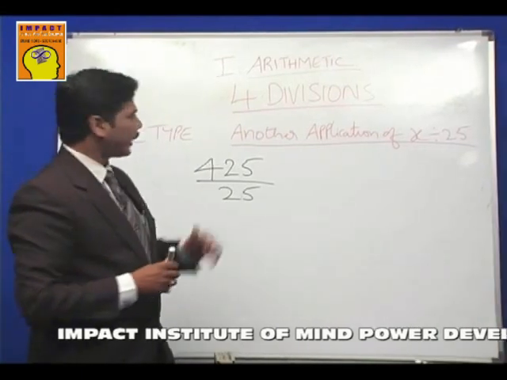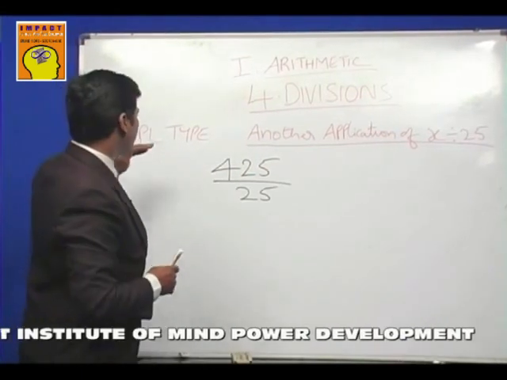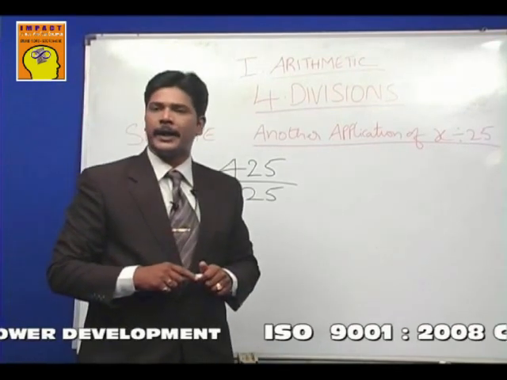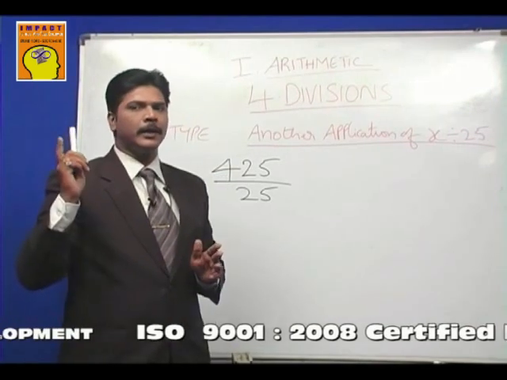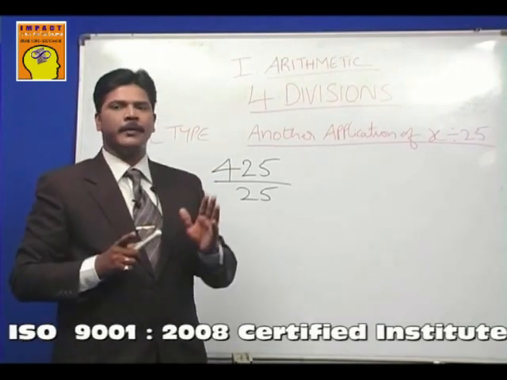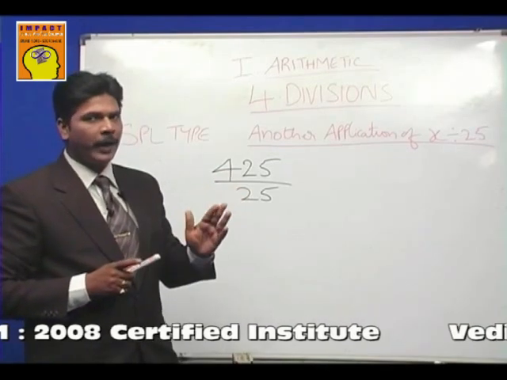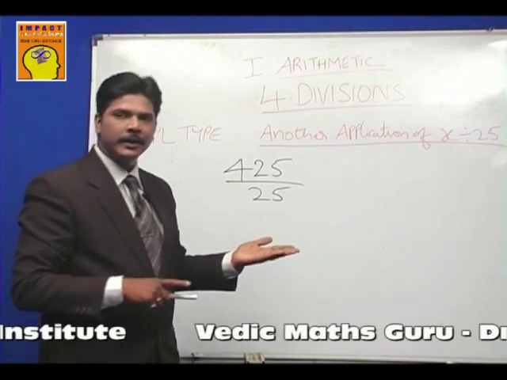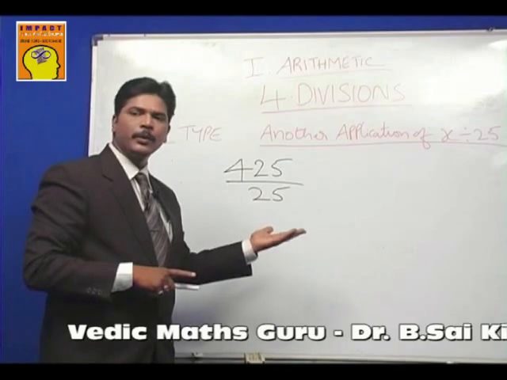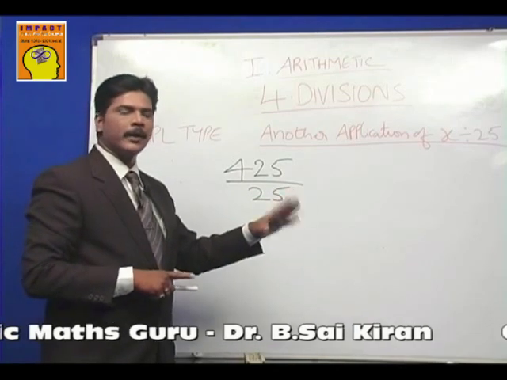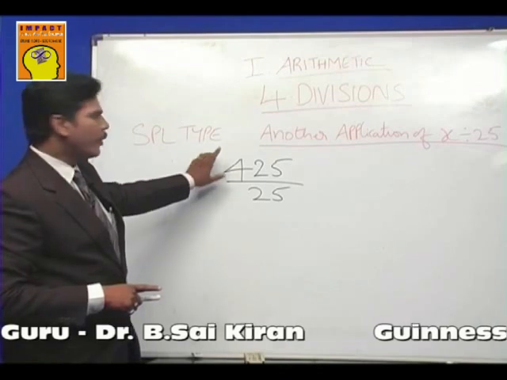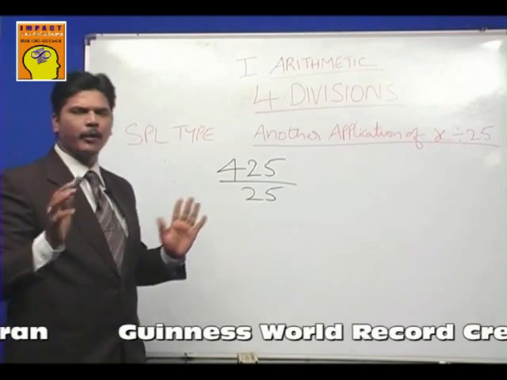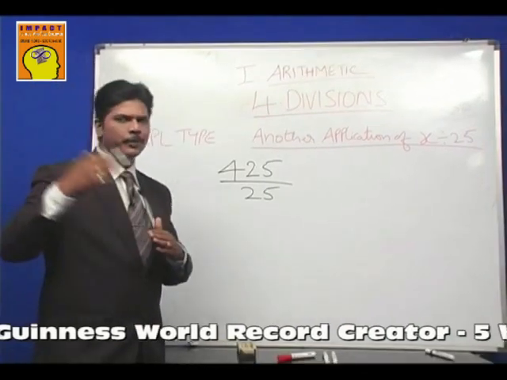Now let's see one more technique in our divisions. It's a special type of division, another application of division by 25. This technique is only possible for numbers ending with 00, 25, 50 and 75, dividing by the same numbers ending with 00, 25, 50 and 75. Let's take an example like this: 425 by 25. We'll first start with small numbers, and later gradually increase to bigger numbers.